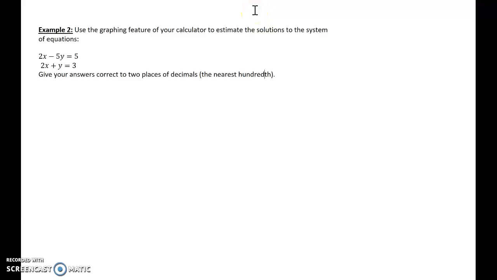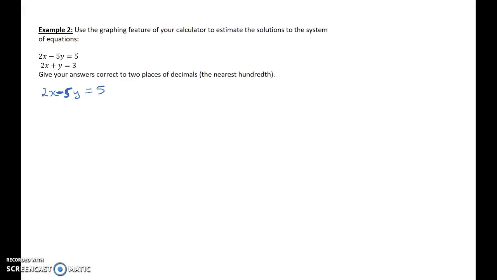Okay, so this time we're going to graph on the graphing calculator and get answers that are correct to 2 decimal places. We're going to begin the same way we did the last example. 2x minus 5y is equal to 5. So we lead off with just one equation, and we'll try and get the y on its own.